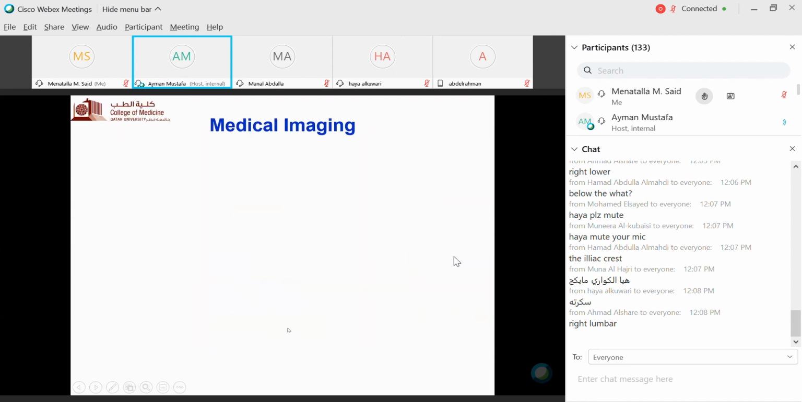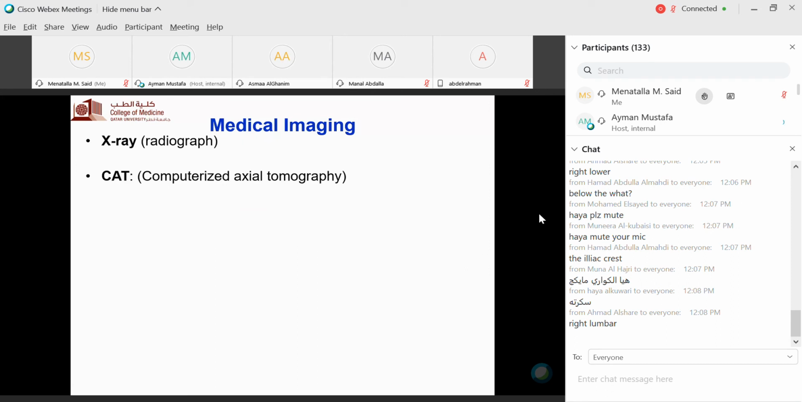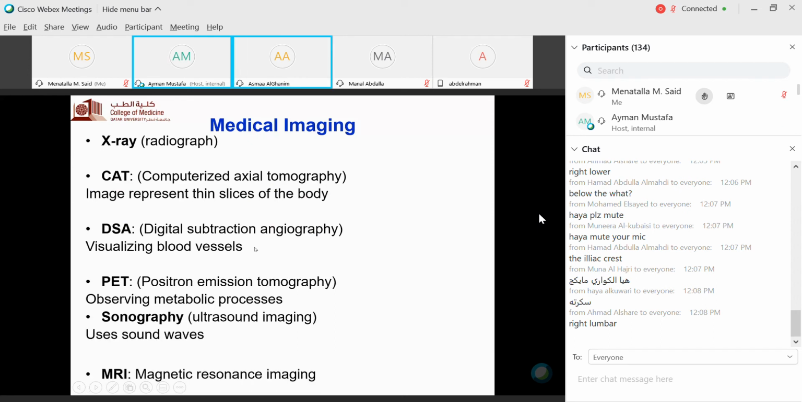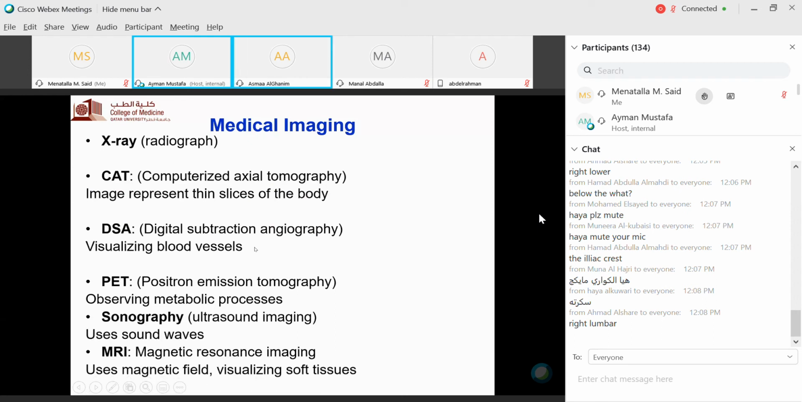Now the last slide is where we're going to talk about medical imaging. So in the past, before they discovered these imaging techniques, if someone was complaining of something inside his body, in the abdomen, for example, they would do exploratory surgery, a surgery just to see what is going on. Now, these imaging techniques allow you to visualize body structures.